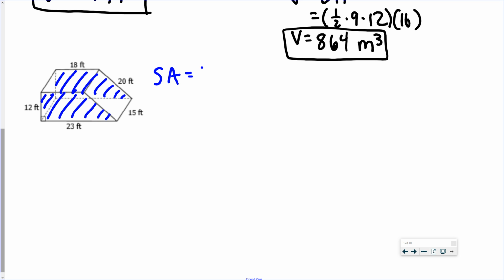Okay, so I have two of them, so I have to double this. Area of a trapezoid is 1/2 times the height. Height of this trapezoid is 12 times the sum of the two bases. All right, so I look at my picture for those dimensions. It looks like the top base is 18 feet, and my bottom base is 23.